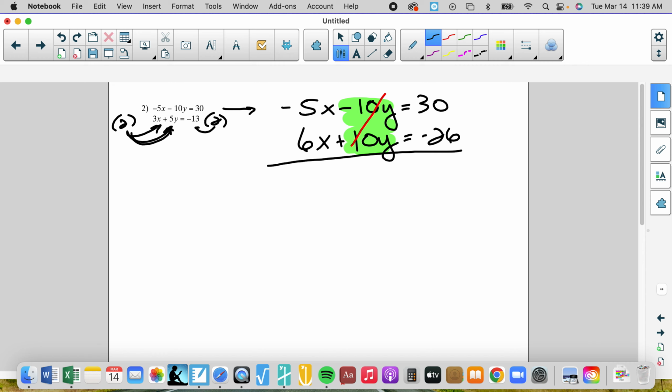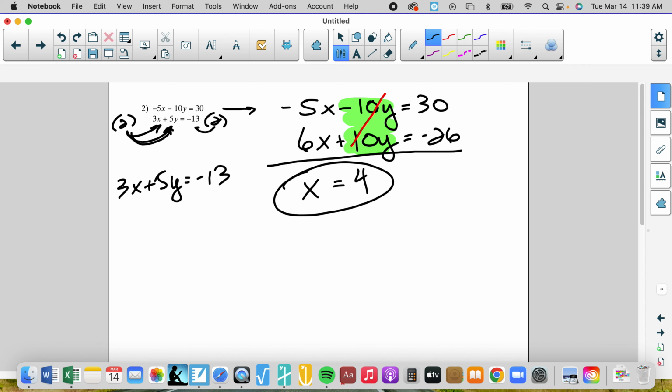-5x and 6x gives me x. +30 and -26 gives me +4. And we love that one. That one's even nice. That gives me my variable isolated already. So I'm going to pick an equation. I'm going to pick the bottom one just because it's closest to me. And I'm going to plug in 4 for x. And I'm going to simplify.